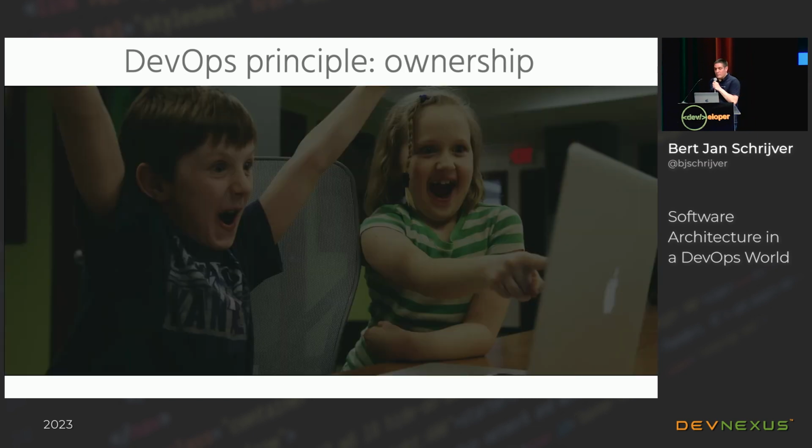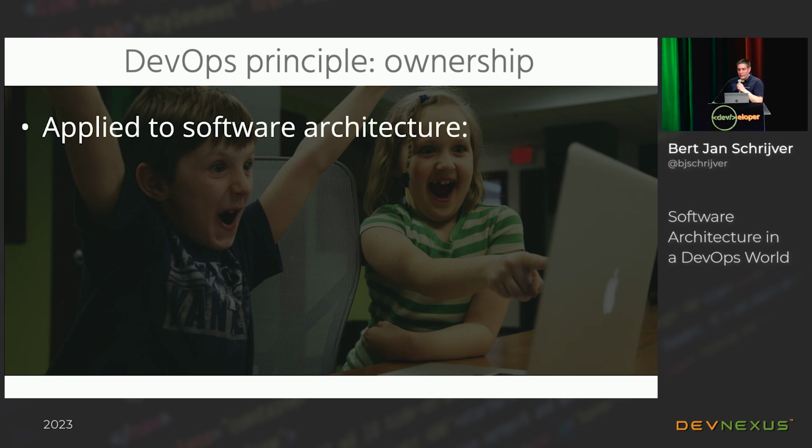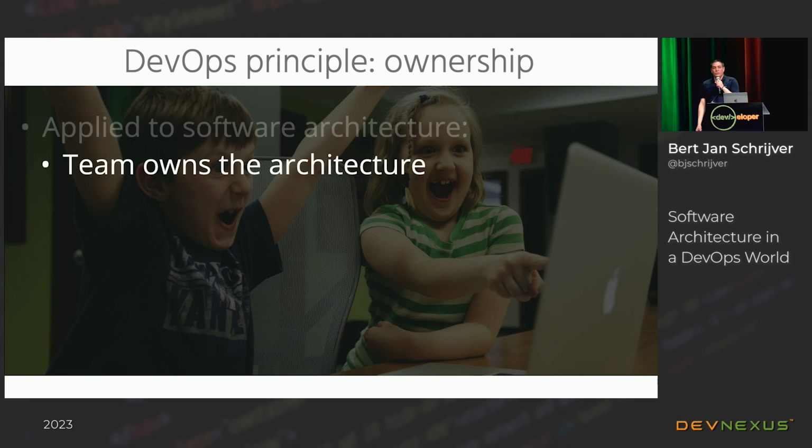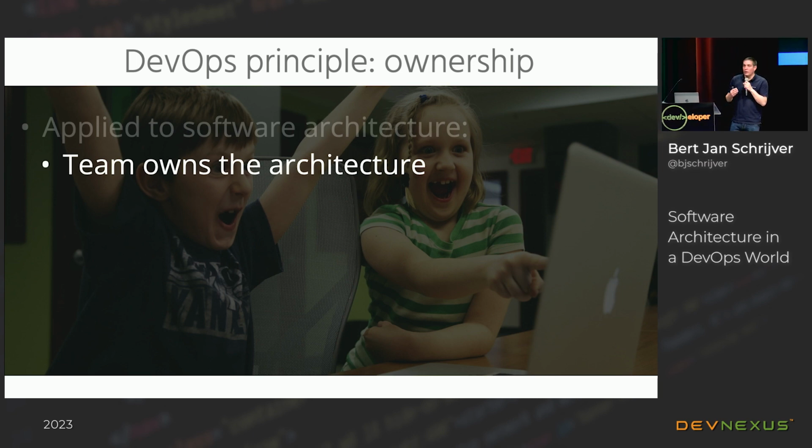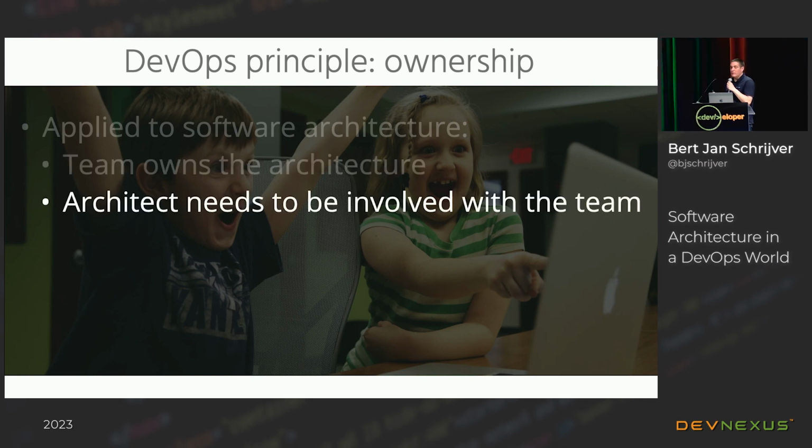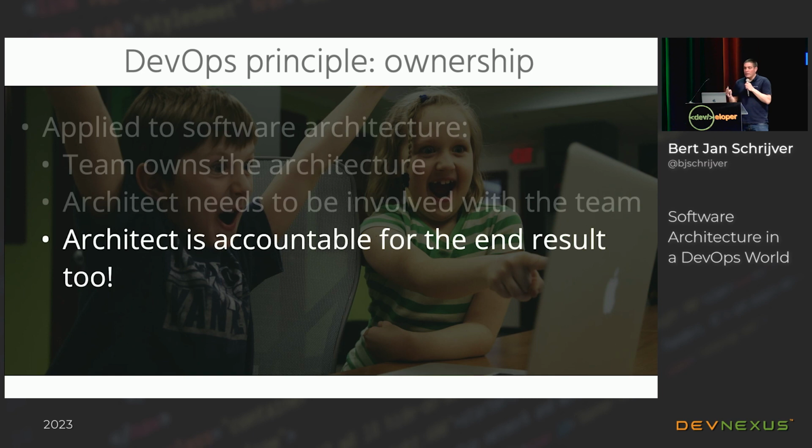Now let's talk about ownership. If you apply ownership to software architecture, well, I guess it's important that the team owns the architecture. The team that's responsible for building and running the application in production should also be responsible and own the software architecture. As a result, the architect needs to be involved with the team. You cannot have an architect sitting in a tower somewhere throwing designs down. They need to be actively involved with the team and talk with the team and discuss the impact of the choices they're making. So the architect is accountable for the end result as well.